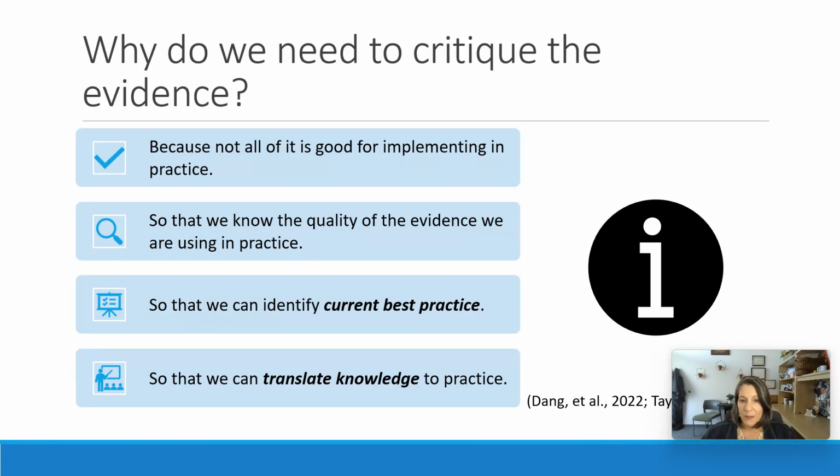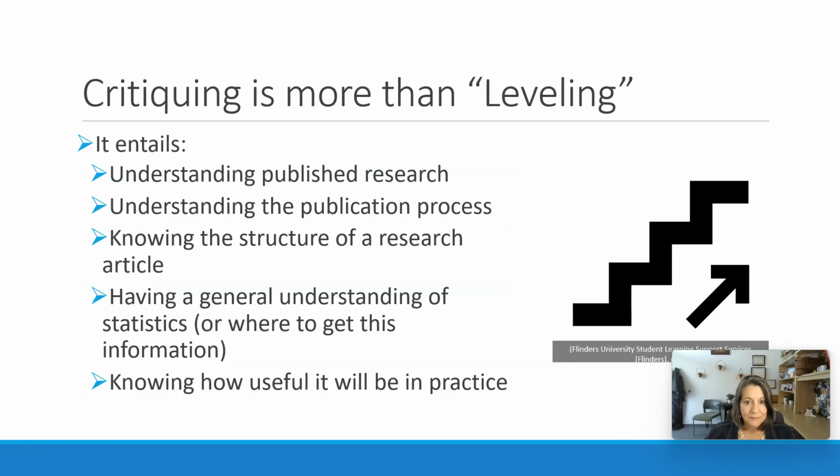This will also tell us about the quality of the piece of evidence that we're looking at. It'll help us to identify what is current best practice and what is really not a best practice that we're just reading about, hey, I tried this and you can too, and maybe it's not something that we should be implementing in practice. It also helps us look at the bulk of evidence, not just one study, but multiple studies, so that we can figure out how we translate this knowledge into practice. What are the recommendations that we can carry over to practice?